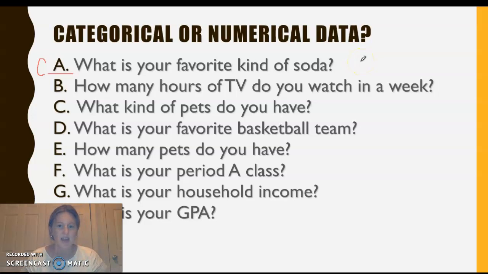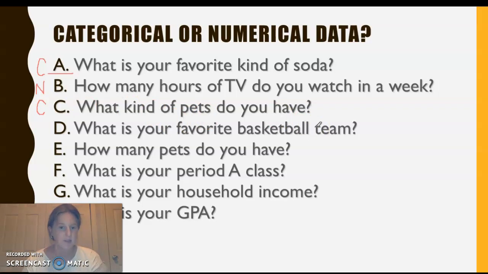Example B, how many hours of TV do you watch in a week? Well, 1, 2, 3, 4, 5. Here I'm saying 5 hours of TV, a number, so numeric data here. Example C, what kind of pets do you have? Here we're asking what kind of pets. Dogs, bunnies, cats, birds. I'm saying words here. I'm describing these pets into categories. Categorical data for that one.